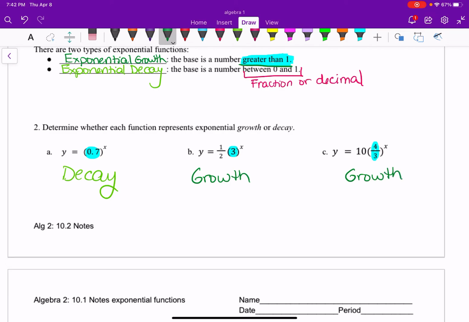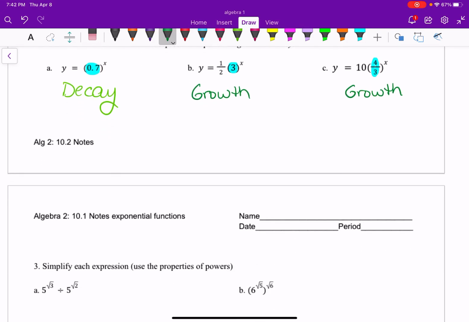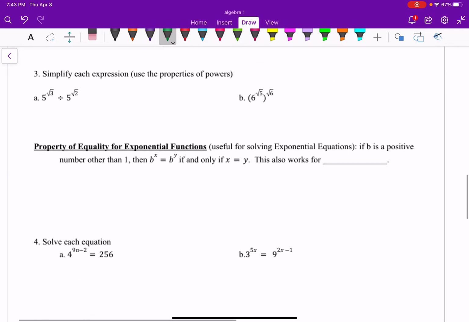Okay? All right, let's talk about simplifying expressions. We're going to use the rules of exponents. Remember, a power to a power, you multiply. If you're dividing and you have like bases, you subtract the exponents. If you're multiplying and you have like bases, you add the exponents. So in this case, what we have is division.